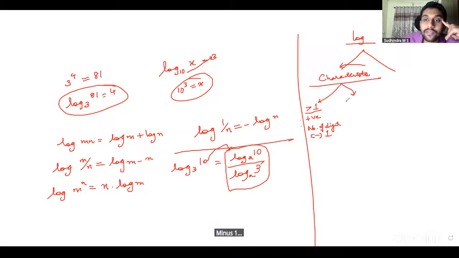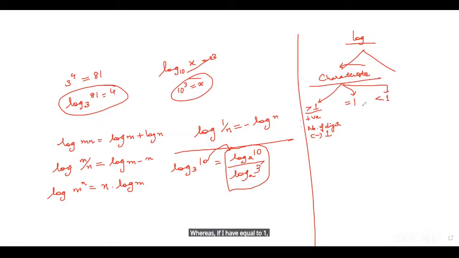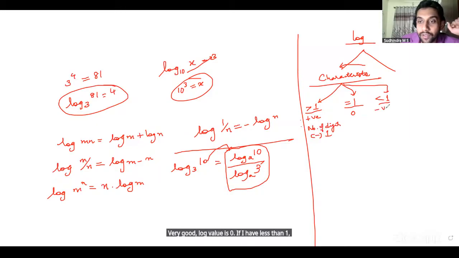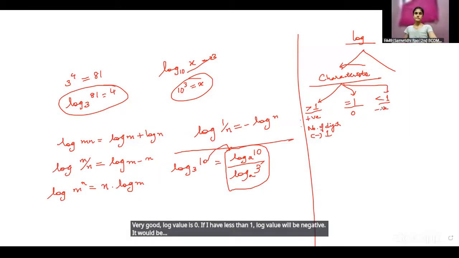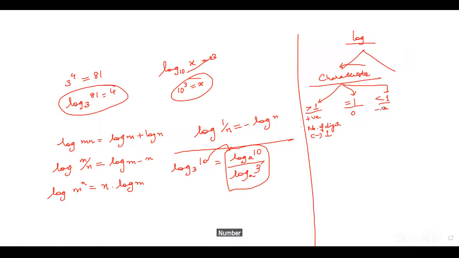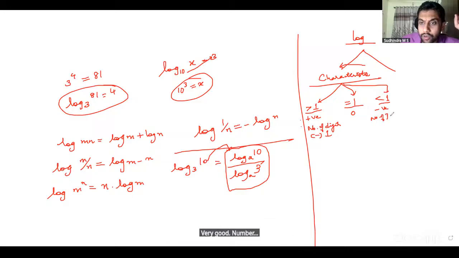Whereas if I have equal to 1, log value is 0. If I have less than 1, the characteristic will be negative. Number of zeros to the right of the decimal point plus 1 would be the characteristic.